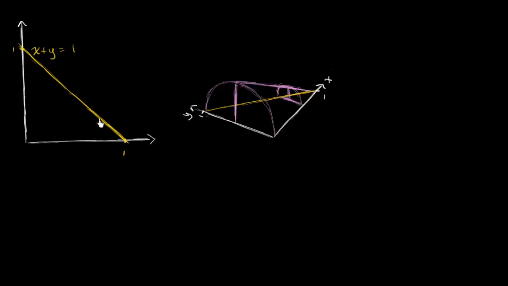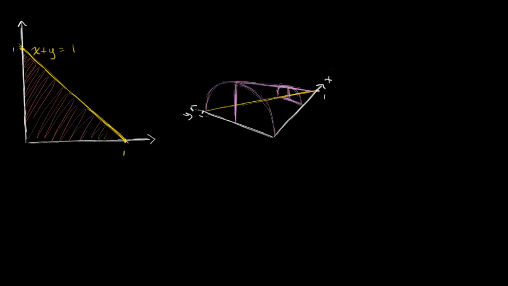This right over here is the graph of x plus y is equal to 1. And let's say that the region that's below this graph, but still in the first quadrant, is the base of a three-dimensional figure. So this region right over here is the base of a three-dimensional figure.